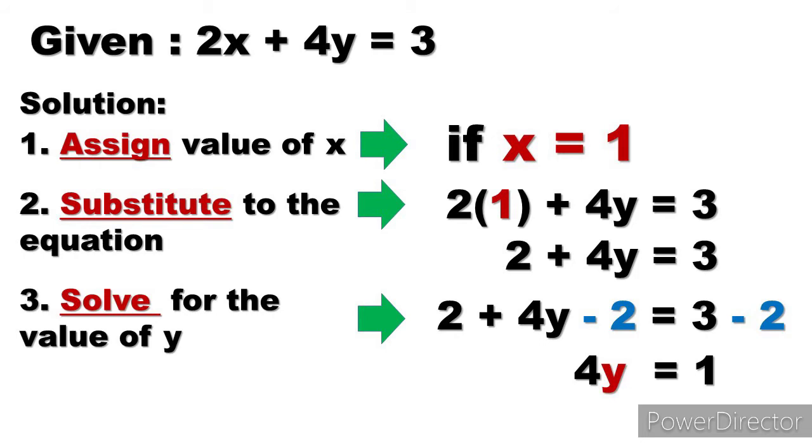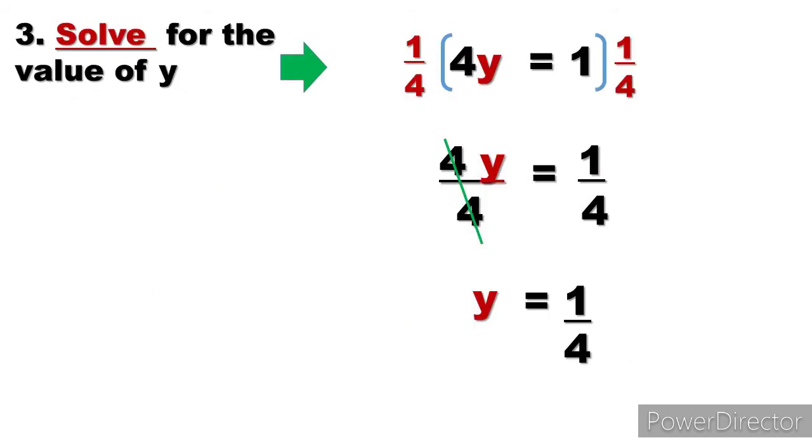And then isi-simplify natin, 2 minus 2 equals 0. So ang maiiwan lang is 4y. And 3 minus 2 equals 1. And our equation now is 4y equals 1. Ang next na step ay isa-solve natin yung value ng y. Okay, para ma-solve yung value ng y, i-multiply lang natin siya both sides ng equation ng 1/4.